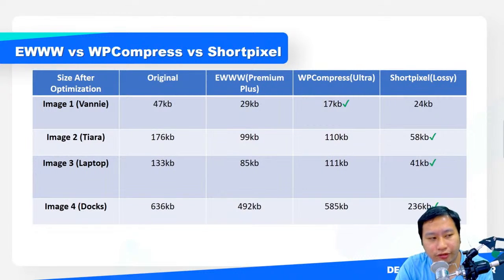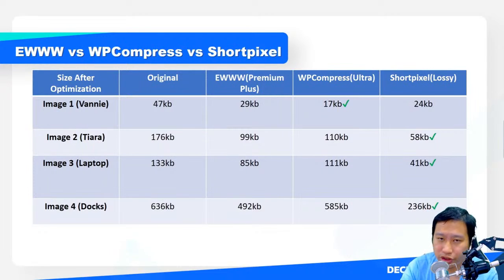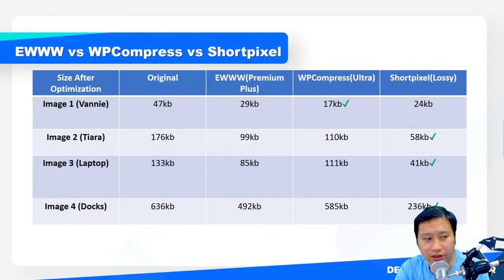So in terms of the file size after the optimization, however, the first one is a picture of Vanessa from AppSumo, and the original image is about 47 KB here. Through the Premium Plus optimization, EU brings down the file size to 29 KB. So that's about a savings of 18 KB. And WP Compress is the one that won over here, at 17 KB. Short Pixel gives us about 24 KB over here.